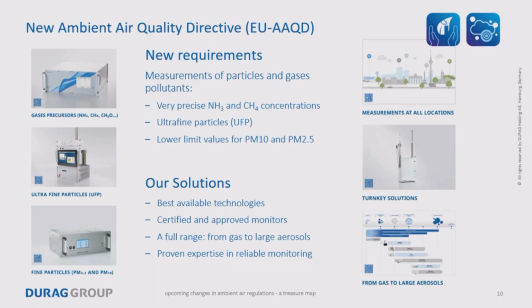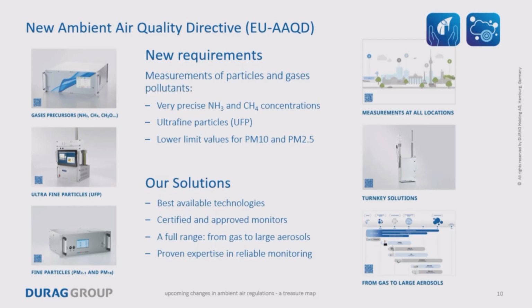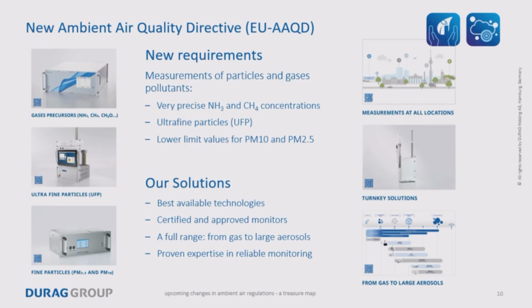So the new measurements required going forward in the new EN standard are ammonia and ultrafine particulate. This is from the pinprick size down to very, very small, which is 0.1 micrometers. There are very, very low limits as well for PM2.5 and PM10, and we have various solutions from the gaseous phase all the way through to the ultrafine and then up to the PM10 and PM2.5.